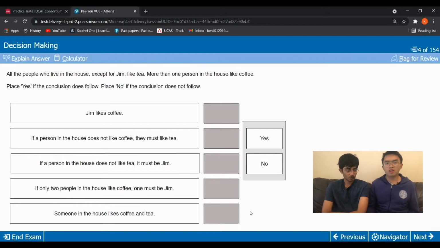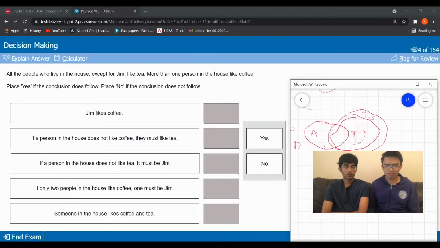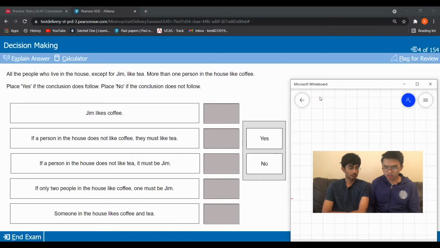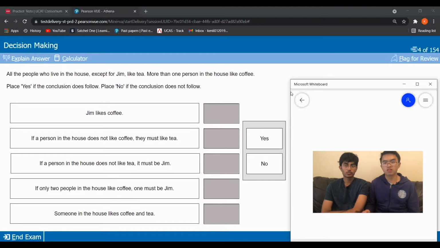So, as always, have a go at this question. So we're told that all people who live in the house except for Jim like tea. So only Jim does not like tea in the house. More than one person in the house likes coffee. In this situation, because it concerns an individual, it might be a bit difficult to use Venn diagrams to represent the information. Only when they talk about groups of objects are Venn diagrams more useful.